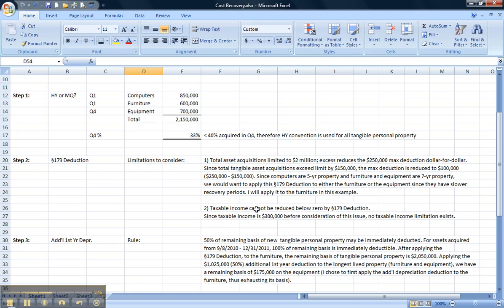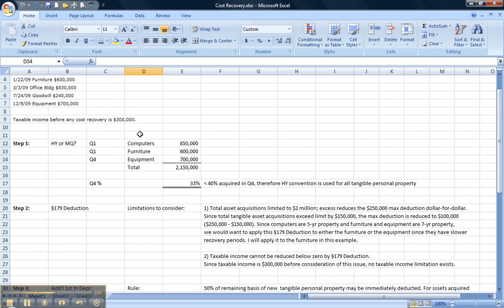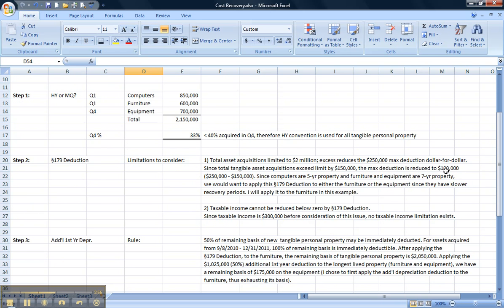The second limitation is the income limitation. So our 179 deduction cannot take us into a loss position. If it's at 300,000 right now, and our 179 deduction's already been limited to 100,000, then this is not going to apply, because even if we get to deduct this whole 100, we're not going to go down into a loss position.